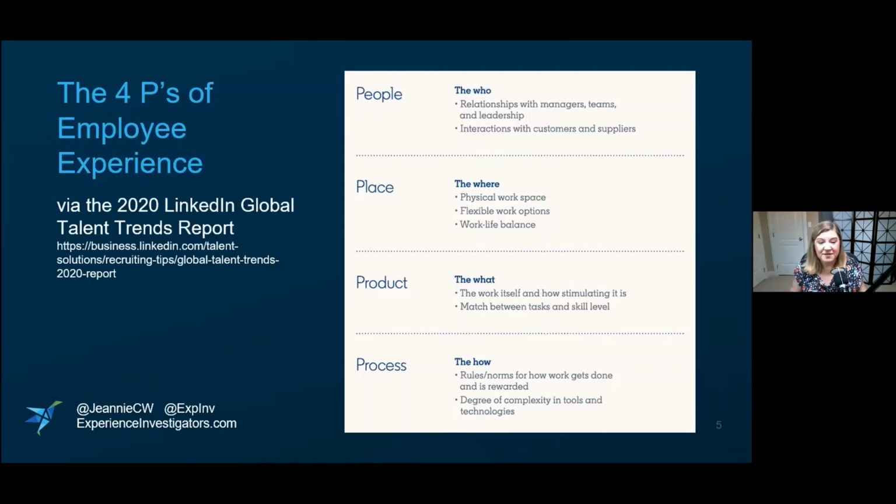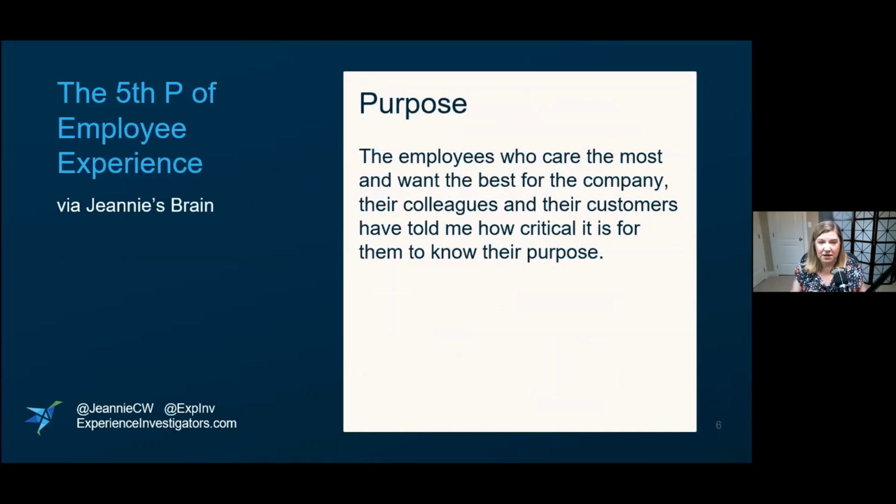Now, I personally like to add the 5th P here, and that's purpose, because the employees who care the most and want the best for the company, their colleagues, and their customers, they tell me over and over how critical it is for them to know their purpose. So whenever you're thinking about employee experience mapping specifically, I would really consider this.